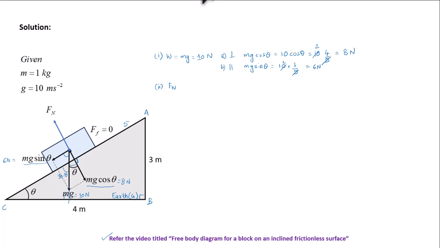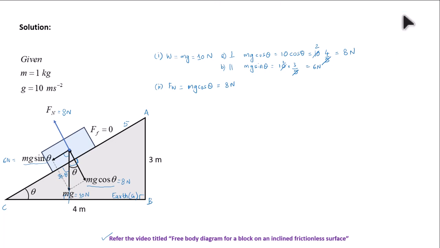Because the block is not having any motion in the vertical direction, the force acting in the upward direction should be equal to the force acting in the downward direction, which means no net force. This is possible only when Fn is equal to mg cos theta. We already calculated that as 8 Newton, so this will be equal to 8 Newton. So we have finished part 2.